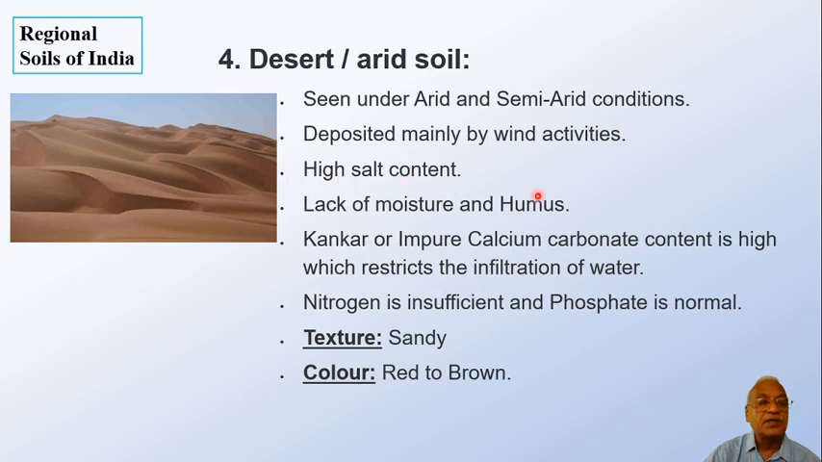It has a high salt content, and a lack of moisture and humus. Kankar, or impure calcium carbonate content, is high, which restricts the infiltration of water. Nitrogen is insufficient. Phosphate is normal. The texture of the soil is sandy. Color is red to brown.